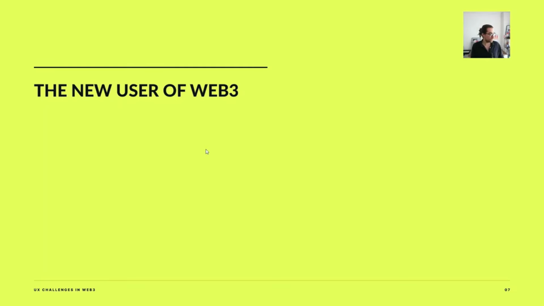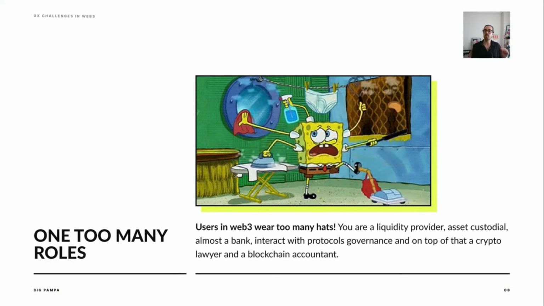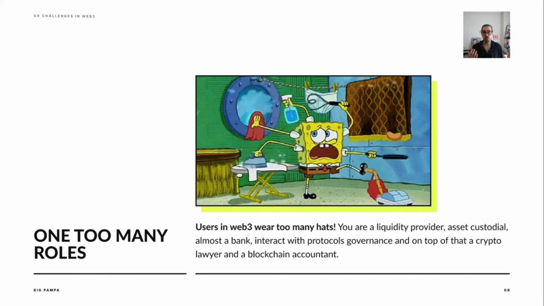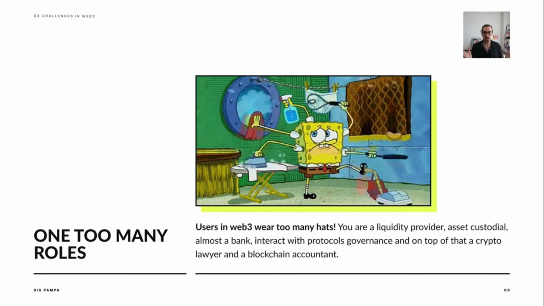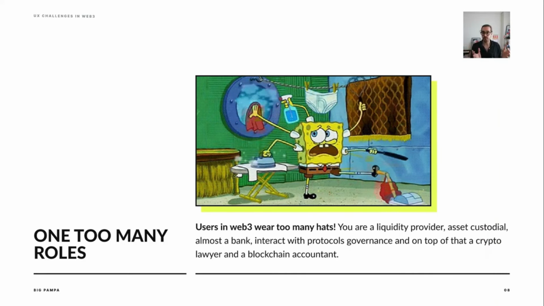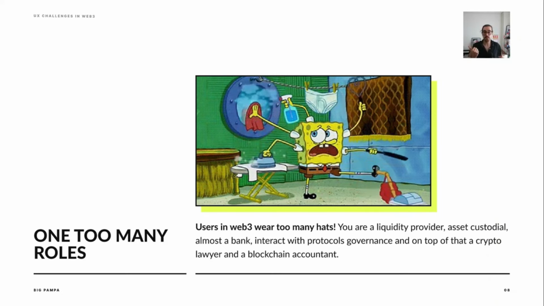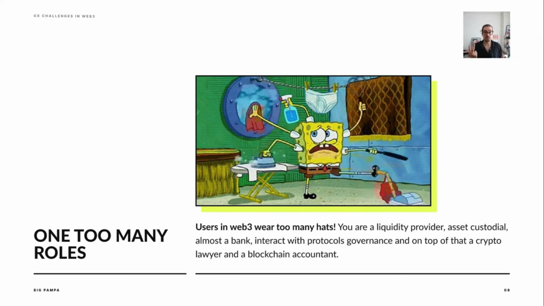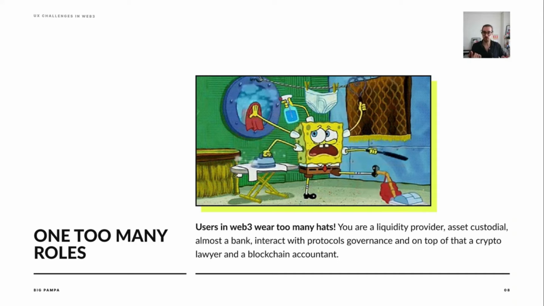The new user of Web3. So, users in Web3 are a bit different from users in Web2. The whole idea is that now they own their own content, right? So out of the bat, they are no longer just users. Users in Web3 are also custodians of their own assets, liquidity providers, sometimes they even operate like a bank. They interact with protocol governance and play a role on the protocol's decision.